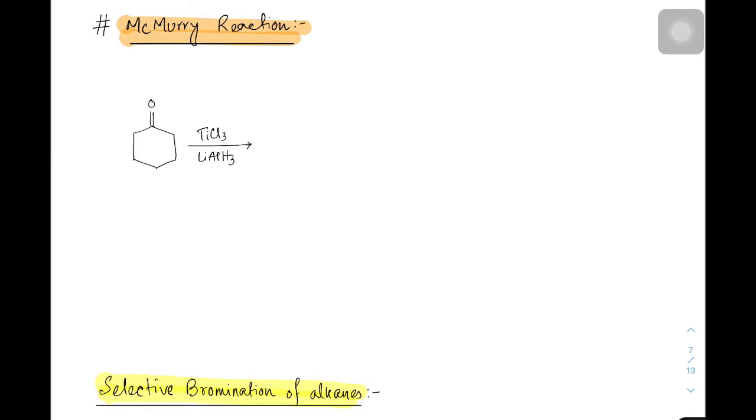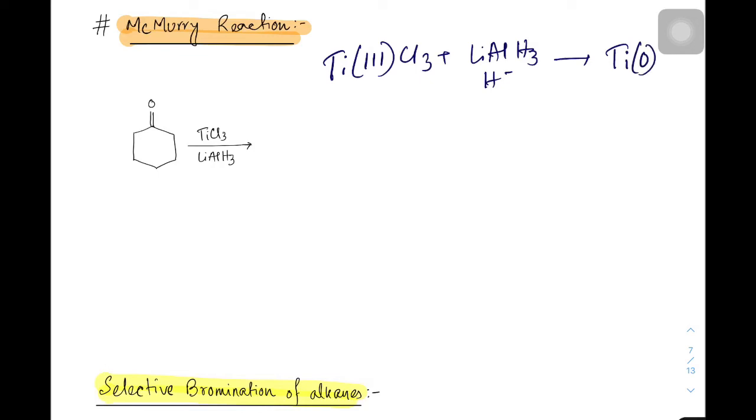Now another kind of reaction, and a very well known reaction, is the McMurry reaction. There, TiCl3 in the presence of lithium aluminium hydride, which is a hydride donor, comes to the titanium 0 state and 3 HCl. Okay, in situ generation of titanium 0.